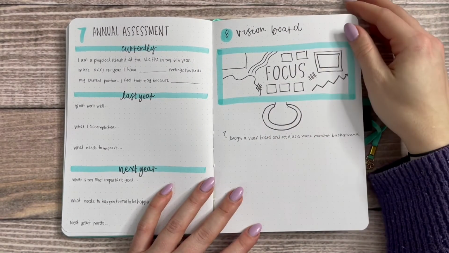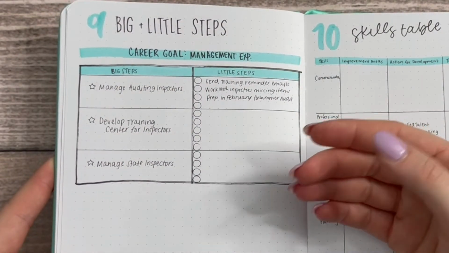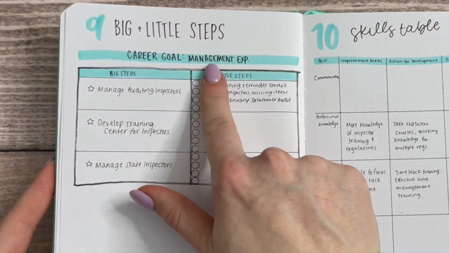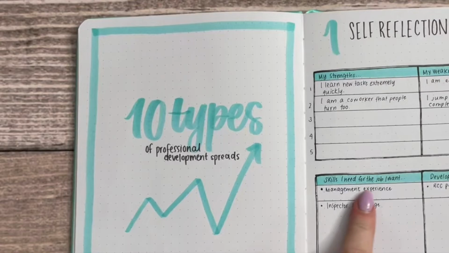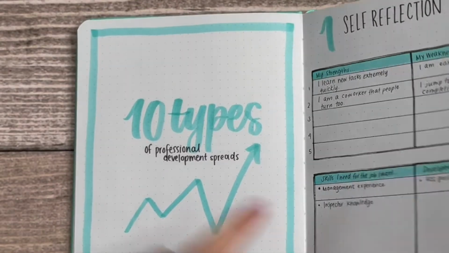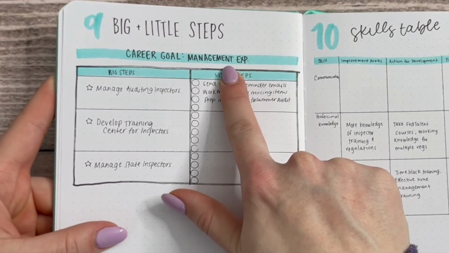to keep moving forward. Number 9 is big steps and little steps. So this is related to a goal. So this career goal, for example, is management and experience. That's what I had referenced back here, the skills I need for the job I want. So let's say my career goal is gaining management experience.